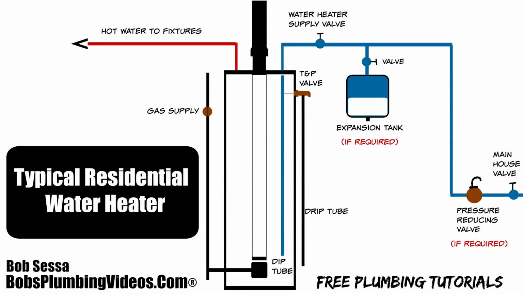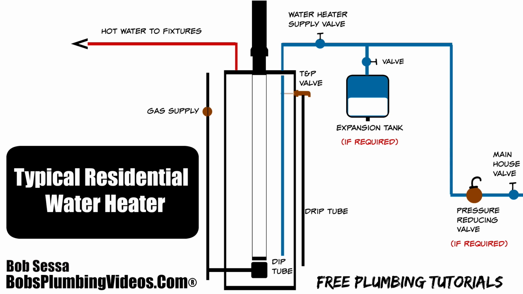All right, so here's my attempt at a little artwork. Now we're looking at a residential gas water heater. It could easily be electric, not a problem. So on the right, we're looking at the main house valve. This would be the valve after the water comes in from the city water supply. And to the left of that is what looks like a bomb, but it's not. It's my attempt at a pressure reducing valve. So let's just skip over that for a minute. I'm gonna come back to it.